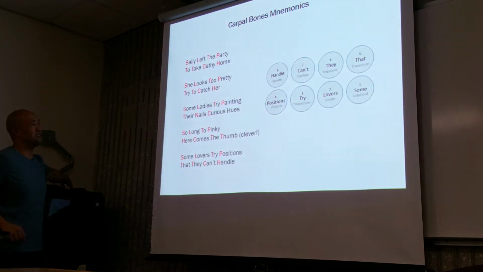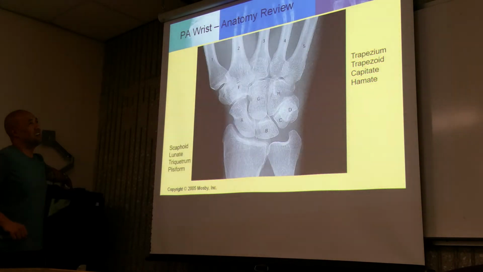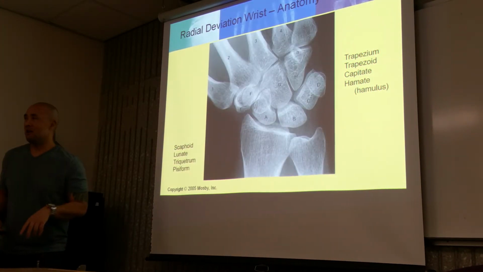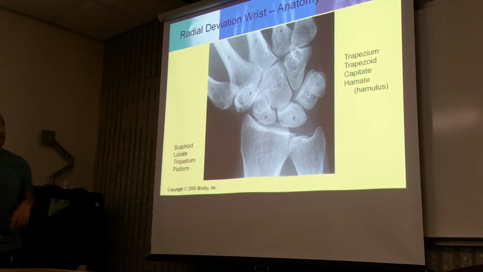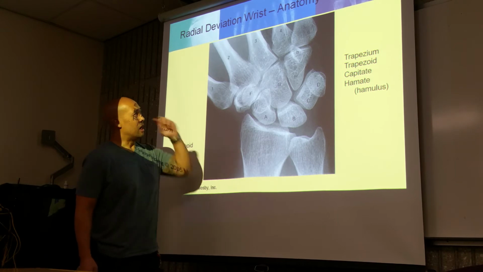Quite opposite of this, similar positions that they can't handle. All right, same anatomy here. This is called a radial deviation. The radial deviations are good for these bones here on the side.